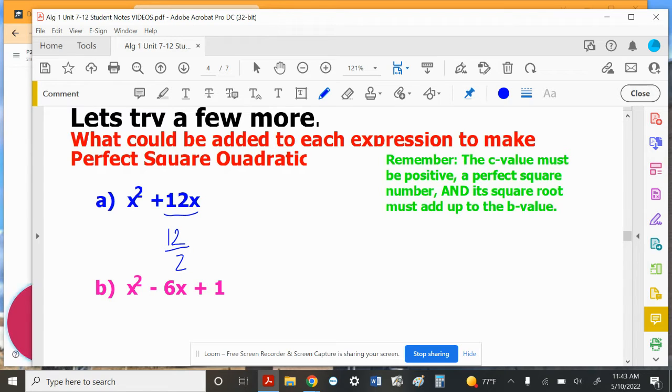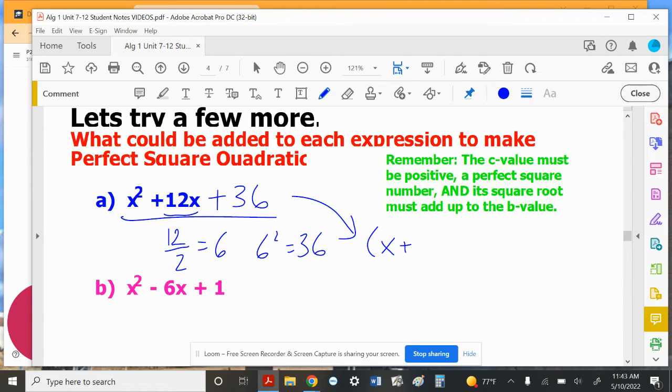So we have 12 divided by 2, which is 6. Then we square the 6, which is 36. So that just means we add 36 there to make it now a perfect square. And this one would factor down to x plus 6 times x plus 6. The 6, of course, comes from this one right there. And, of course, the plus sign comes from that one right there.